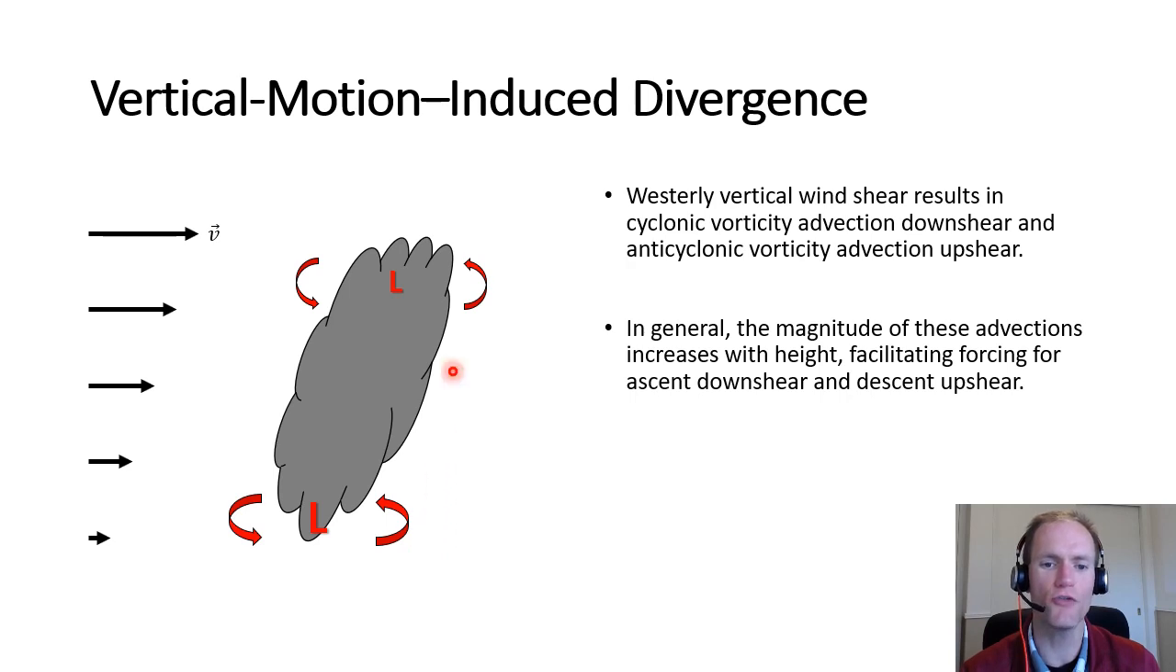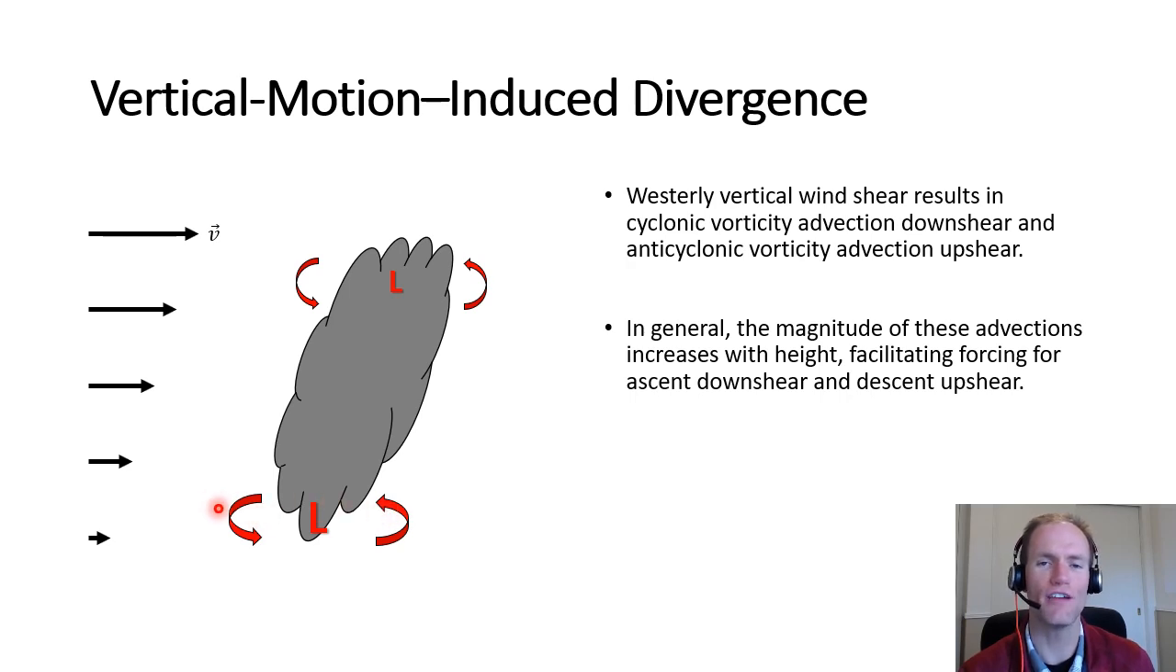So this cyclonic rotation transport by the vertically sheared flow here favors cyclonic vorticity advection that increases as you go upward. And the opposite is true here on the backside. You have greater cyclonic vorticity transport away at upper levels than you do at low levels.